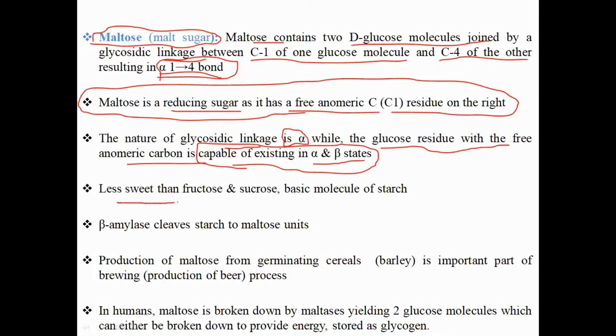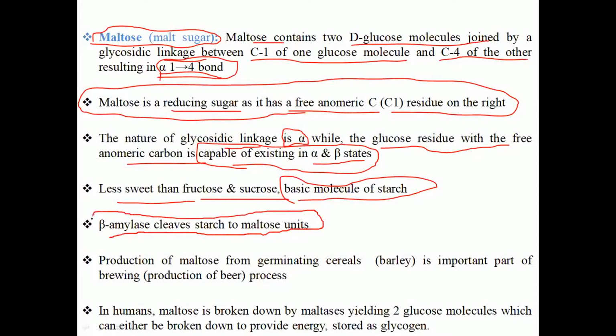Maltose is less sweet than fructose and sucrose and is the basic molecule of starch. Beta amylase cleaves starch into maltose units. This is an important reaction. The production of maltose from germinating cereals, for example barley, is an important part of the brewing process. Brewing is the production of beer.